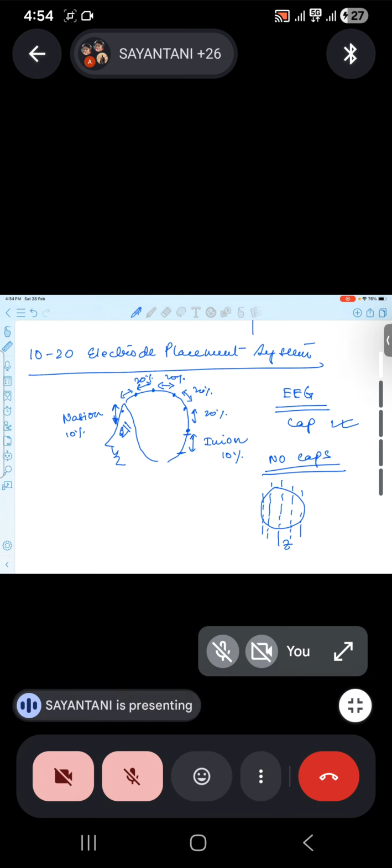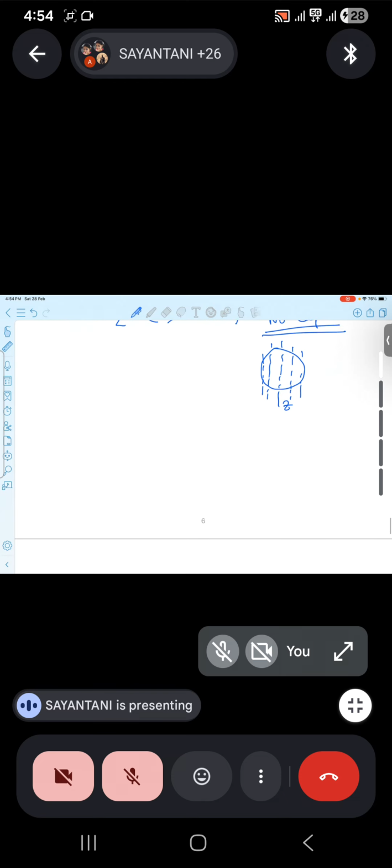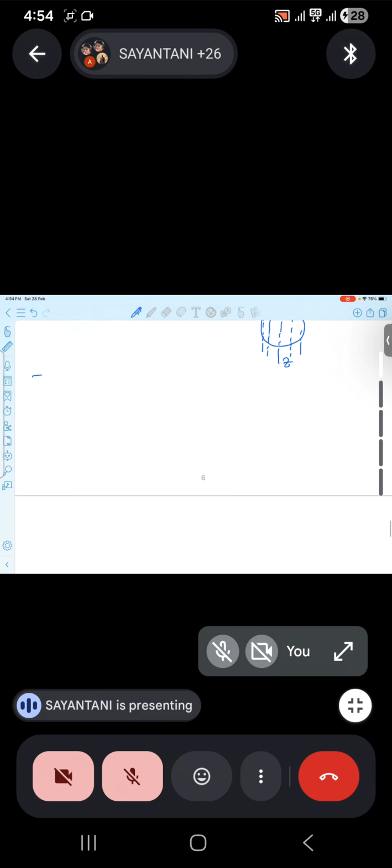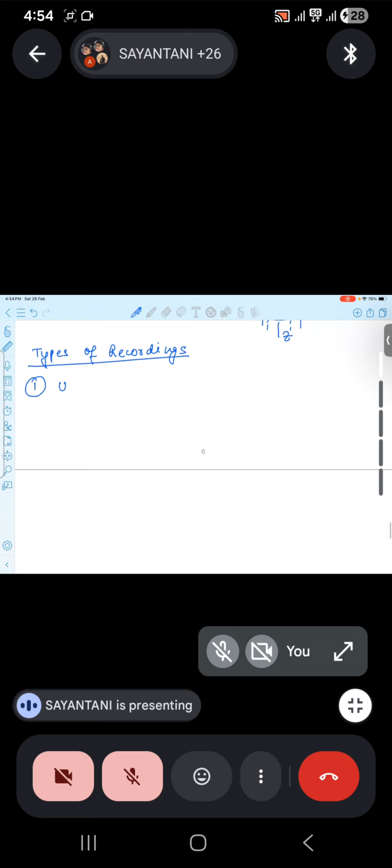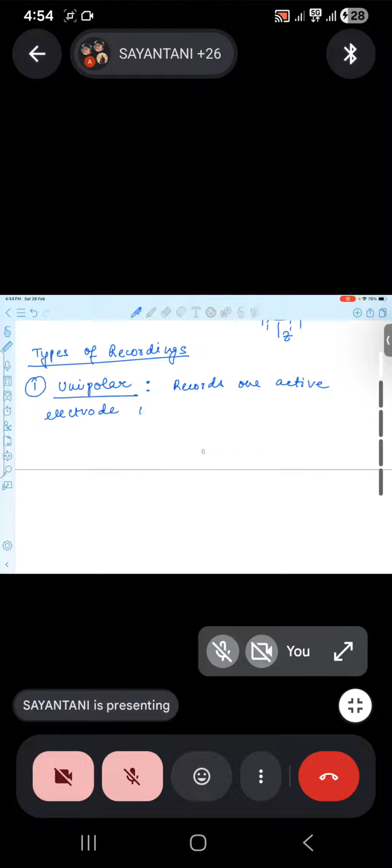Okay. Now let us understand what are the types of recordings provided by EEG. The first category is unipolar recording. So unipolar is basically making a recording of one active electrode. So it records one active electrode with respect to a reference electrode.